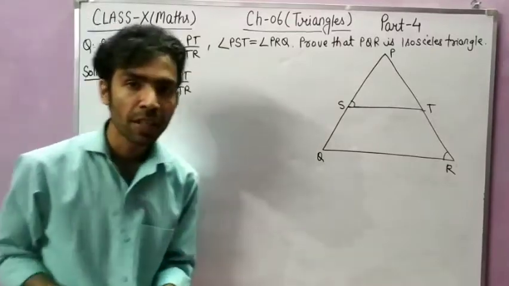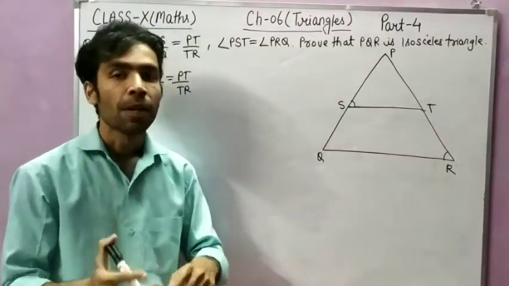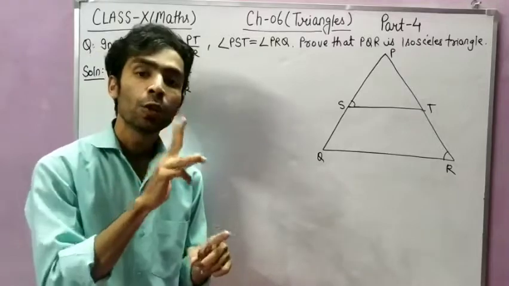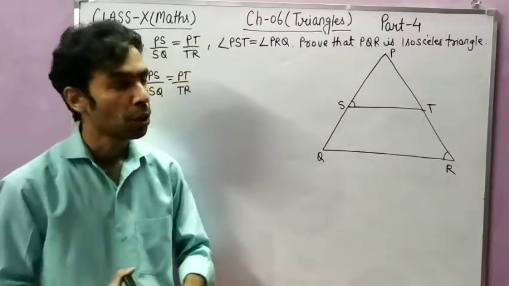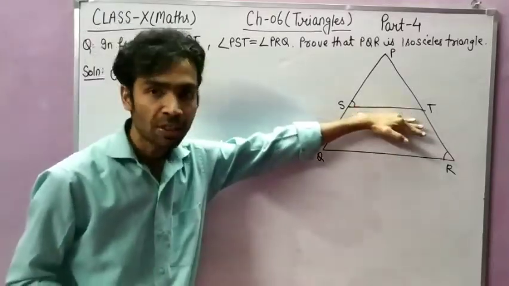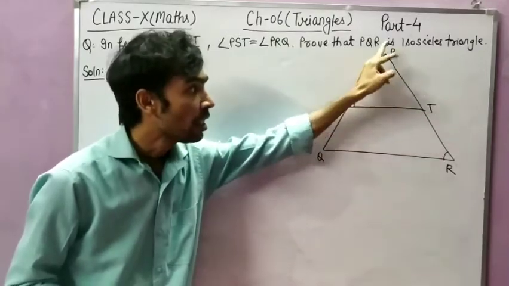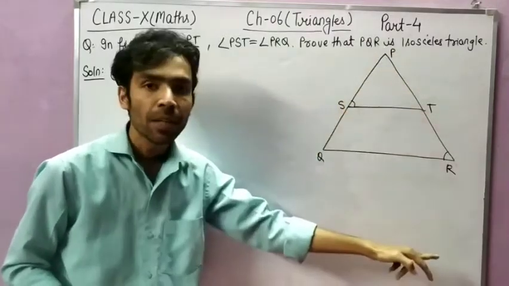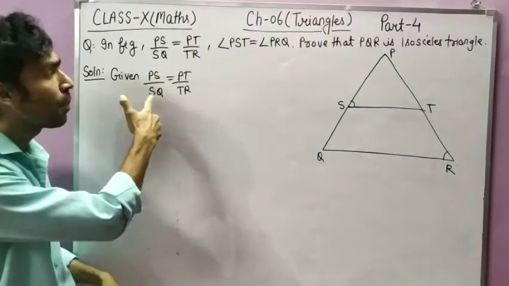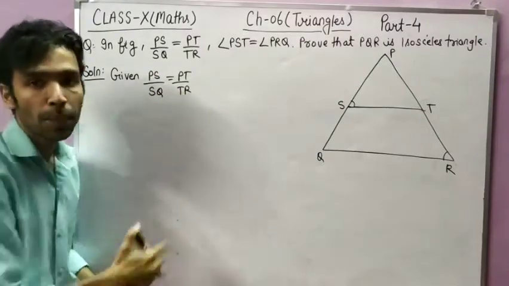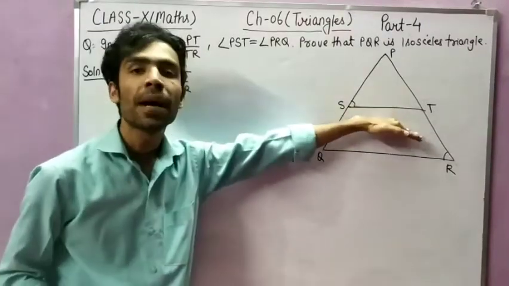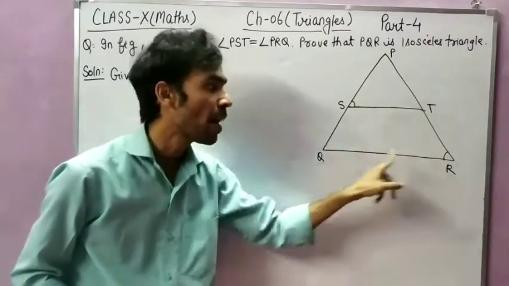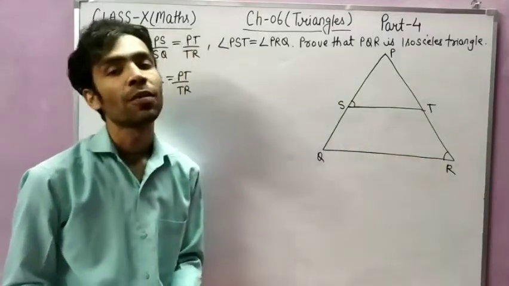What is the converse of Thales theorem? When a line divides the two sides of a triangle in the same ratio. Here the line is ST and that line ST divides PQ and PR in the same ratio, means PS upon SQ is equal to PT upon TR. So that line will be parallel to the third side, means ST will be parallel to QR by converse of Thales theorem.